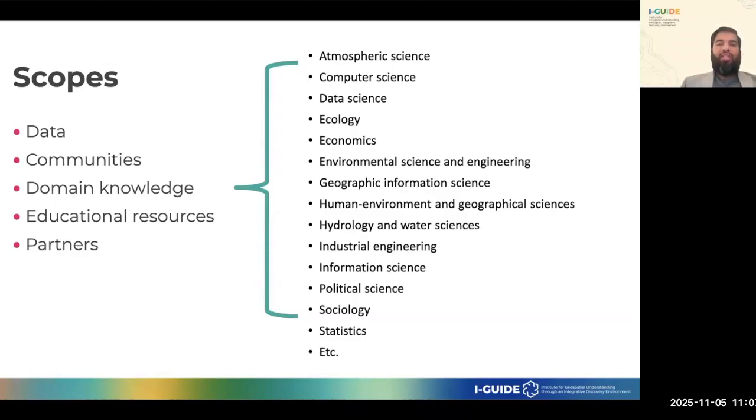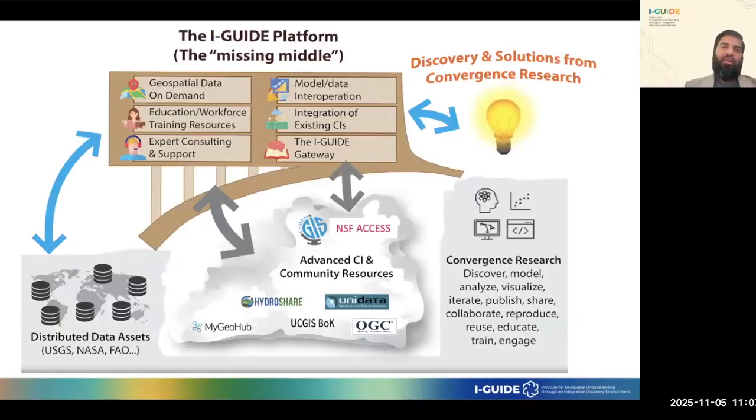So having all of this as one missing middle, which is the iGuide platform, which combines multiple CyberGIS resources, datasets, publications, and everything geospatial that you can think of into one place for the users to come who want to work with anything geospatial that they want.